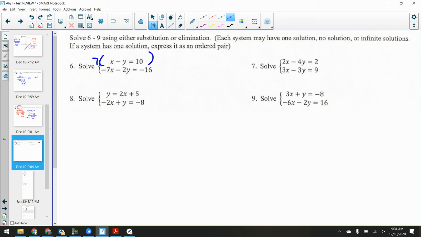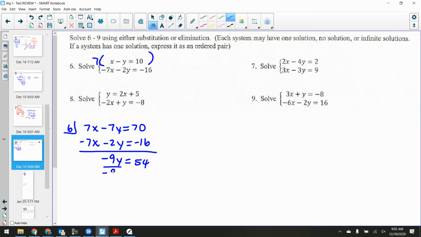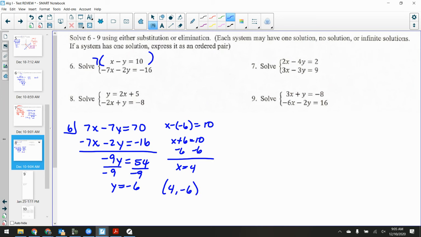I'm going to multiply the top by 7. So number 6 here is going to look like this. 7x minus 7y is 70. Bottom equation, negative 7x minus 2y equals negative 16. So this gets me a negative 9y is equal to 54. And when I divide by negative 9, y is negative 6. Plug that back into the top. x minus a negative 6 is 10. So x plus 6 is 10. x is 4. Four comma negative 6.